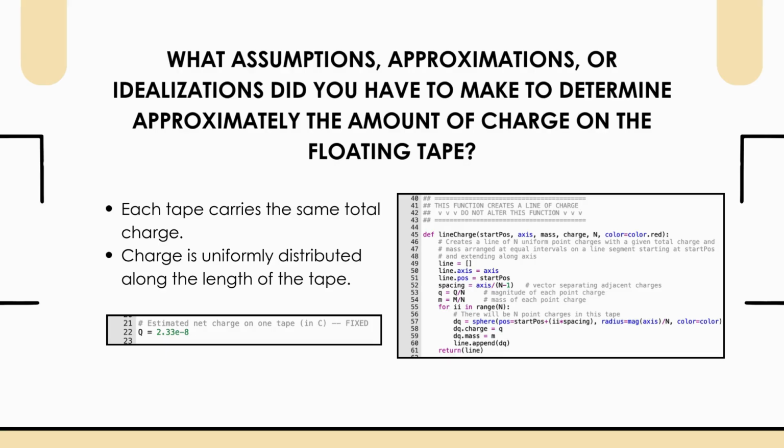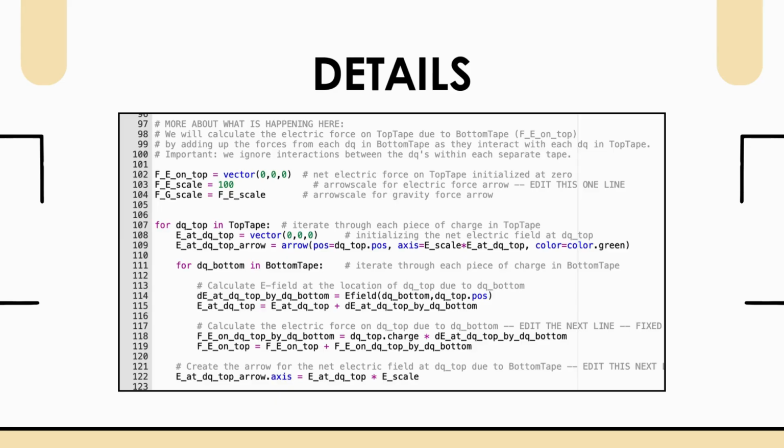Additionally, we assume that each tape carries the same total charge and that charge is uniformly distributed along the length of the tape, and this can be seen in our code. The code models each tape as a uniformly charged line using the line charge function, which divides the total charge Q into equal pieces and creates evenly spaced charge elements along the tape.